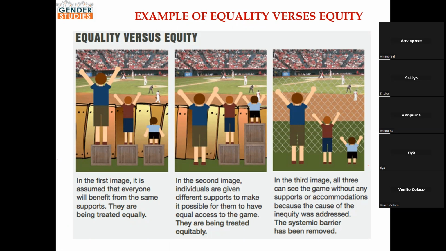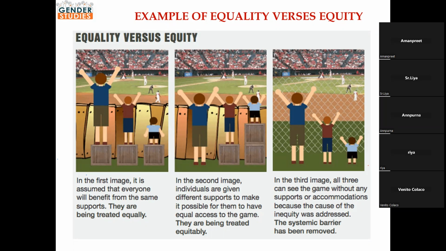See in the first image, there are three persons, right? They are given one stool each, so that they all can see the other side. You can read that in the first image: it is assumed that everyone will benefit from the same support. They are being treated equally, right? This slide talks about equality and equity, right?